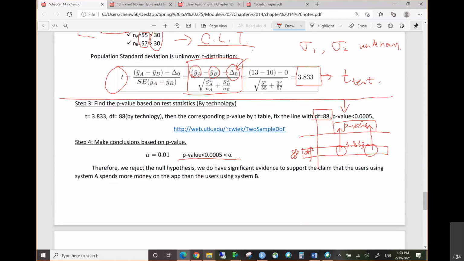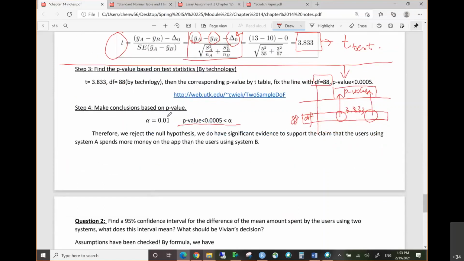Is this our conclusion? Not yet, right? So we need to make the conclusion about our claim. What is our claim? In our alternative hypothesis, we say we want to test the mu of A minus mu of B larger than 0. Is this our claim? Actually, not, right? So this is changed from what? From our original goal of this hypothesis, mu of A larger than mu of B. So actually, this is the claim we have, right?